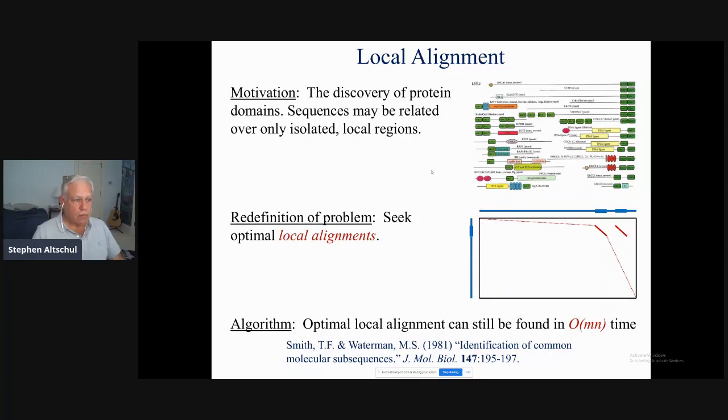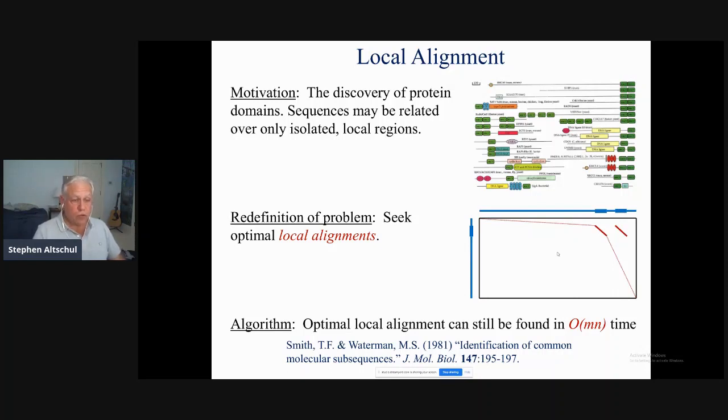This led to a redefinition of the problem, looking for local alignments. The definition of the problem that eventually got accepted was that published in '81 by Smith and Waterman, and the algorithm needed to change as well, but it still operated in order mn time, basically the area of the path graph.